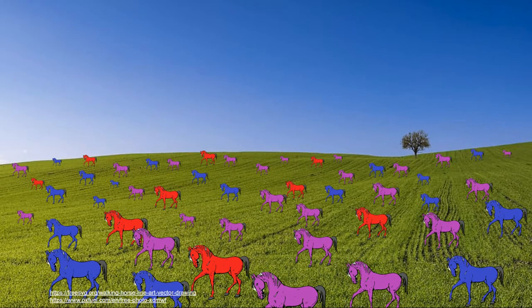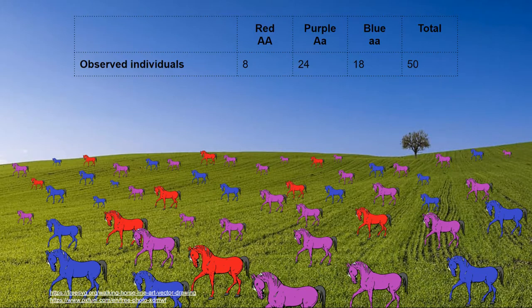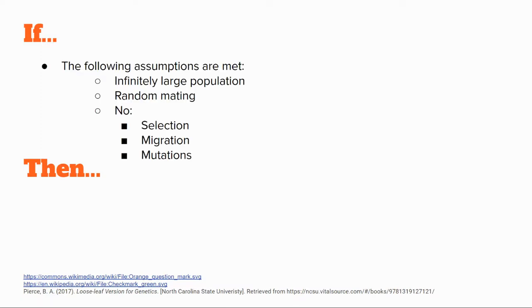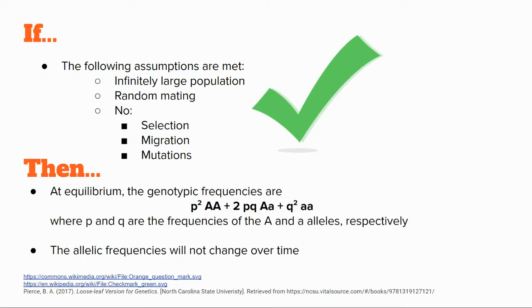This population of horses lives in a valley where no other horses are able to reach them. We can see that we have three different phenotypes, red, blue, and purple, and three different genotypes. To satisfy Hardy-Weinberg equilibrium, we have to meet these assumptions. Our population of horses satisfies these criteria, so we move on and can conclude that at equilibrium, the genotypic frequencies are in the proportion listed here. Let's do some calculations to ensure that this is true.